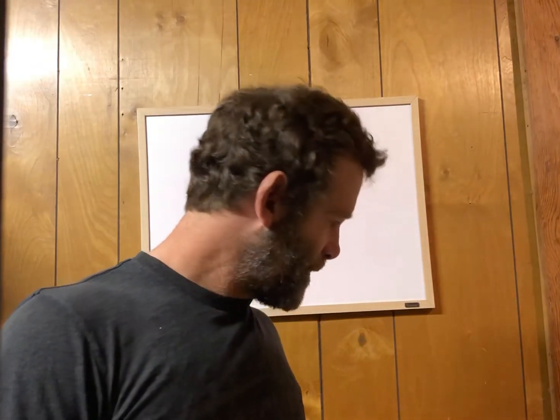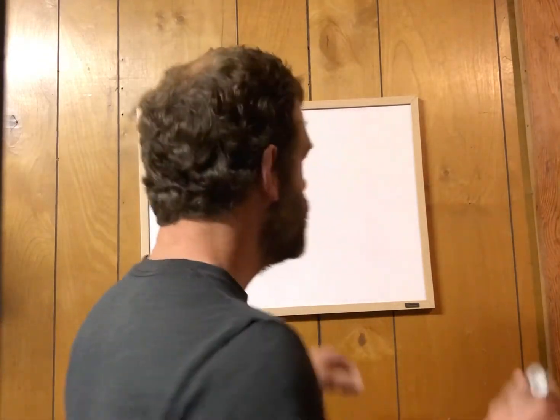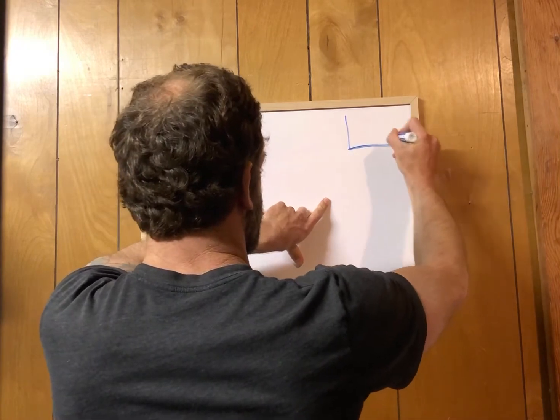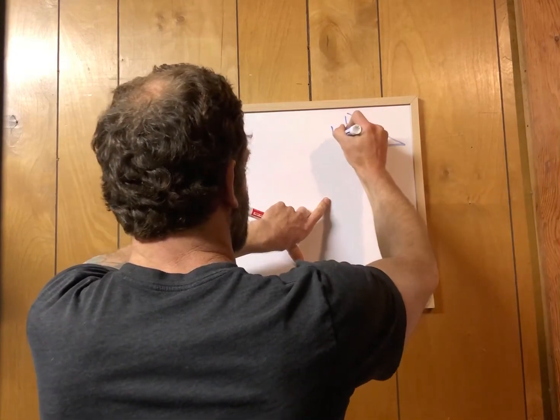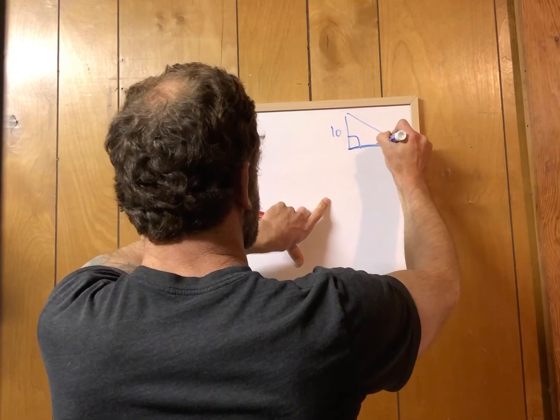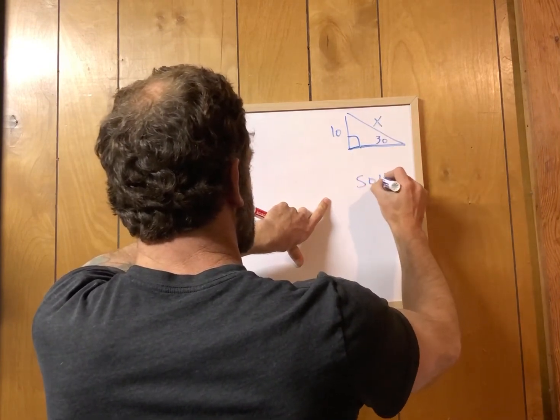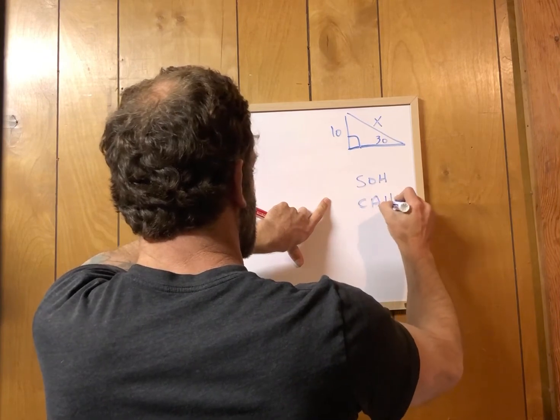All right, guys. So in this lesson that you're going to be doing today, we are going to be talking about using right triangle trig to draw a diagram and to solve word problems. So I just want to review the steps with just a basic right triangle trig problem. So remember, let's say this is 10 and this is 30 degrees, and we're trying to find this side. Remember, SOH CAH TOA.